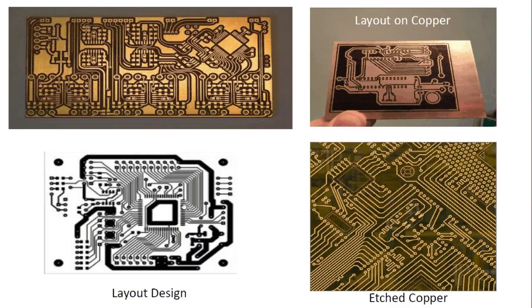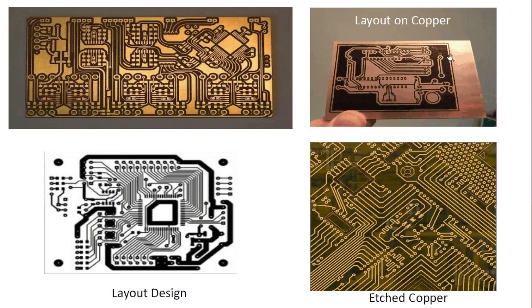Now the next step is to transfer the design onto the copper. In the Gerber file, we provide a design layout for each and every copper layer. With the help of a photo transfer method or some printing method, the design gets transferred onto the copper. So it will look like this.